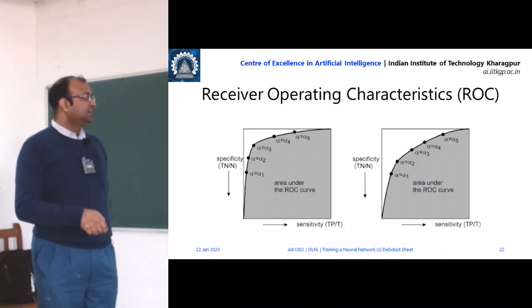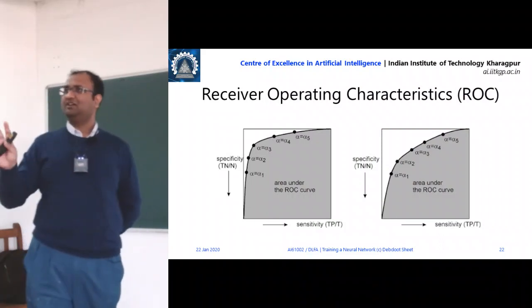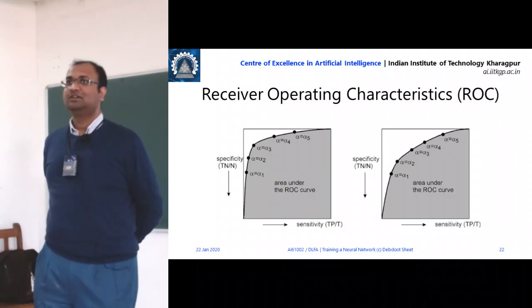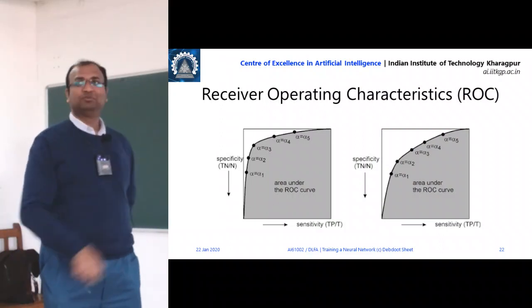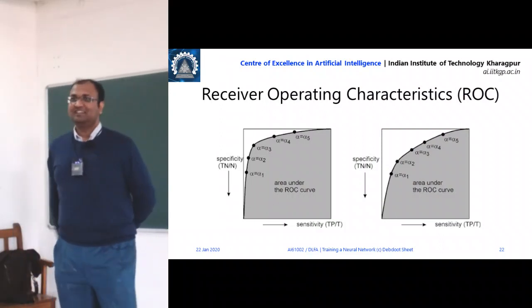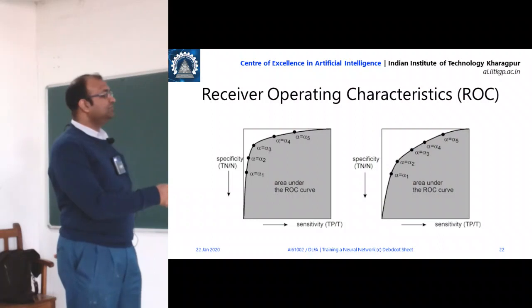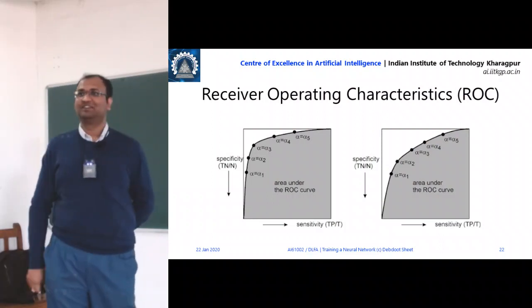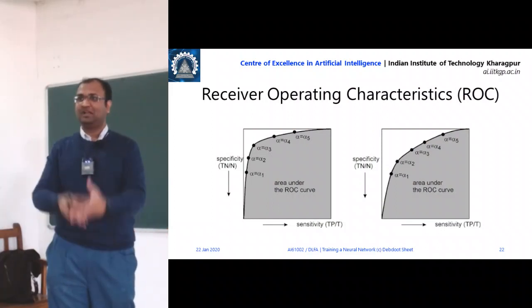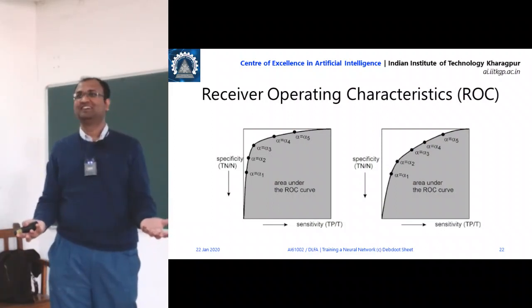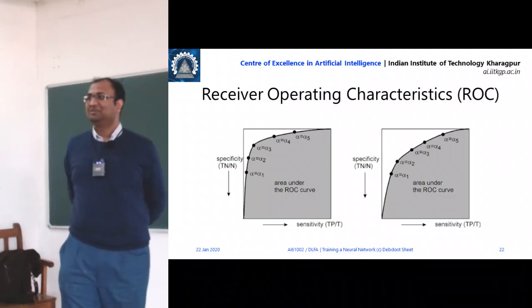So now ROC. Does anybody know about ROCs? No, where did the name come from? It's a bit of a crazy name, right? Receiver operating characteristics, like where is a receiver? We had models, deep neural networks, and so on. Where is a receiver?